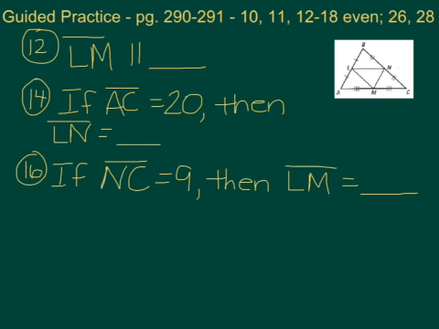Okay, number 16, if NC equals 9, then how much is LM? So NC is equal to 9. That also means that BN is equal to 9 because those two are congruent. It shows us that with these little marks here. So that means the whole side BC is 18. Well, we know that LM, which is the side we're trying to find, is parallel to BC, and it's also half of BC. So half of 18 is 9. So LM is also 9.